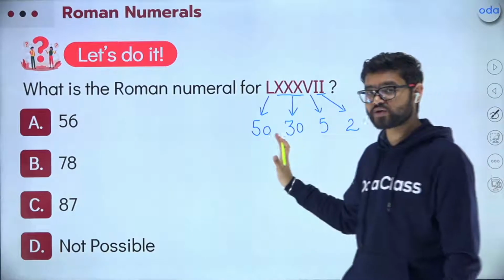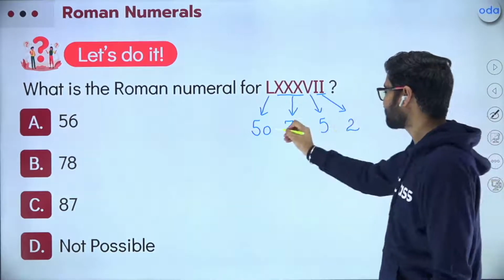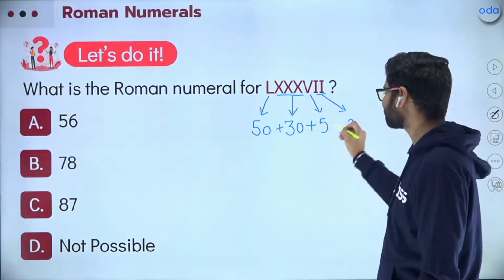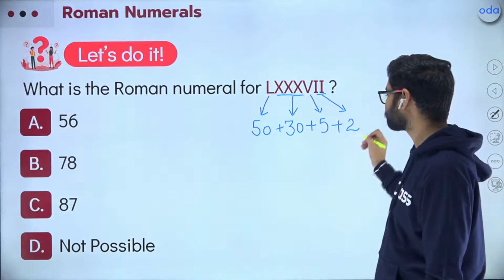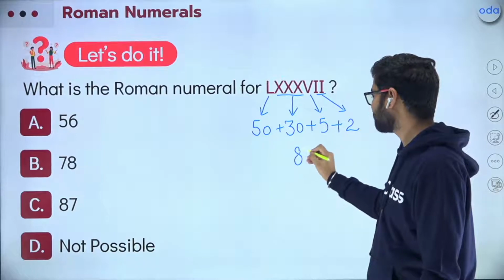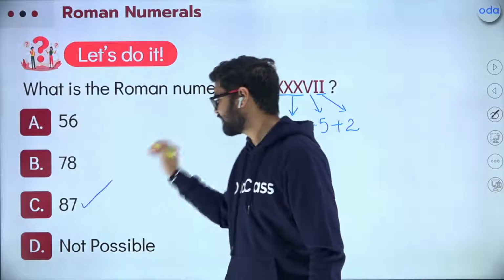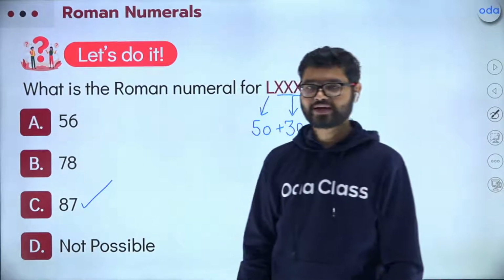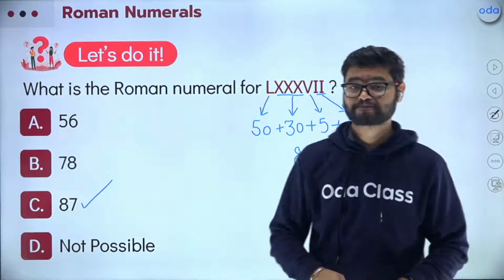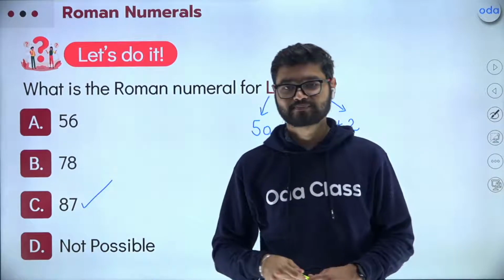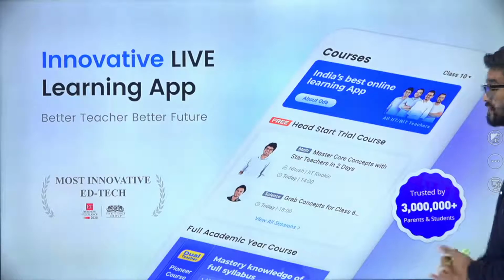The bigger value is on the left hand side, smaller values on the right hand side. We can simply club them together and add them up. So 50 plus 30 plus 5 plus 2 is going to be 87. Option C is the right answer. 87. Understood?